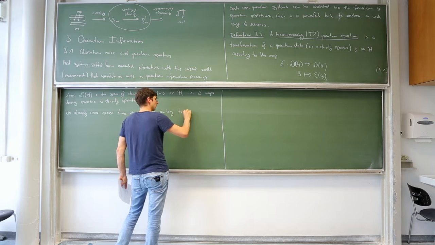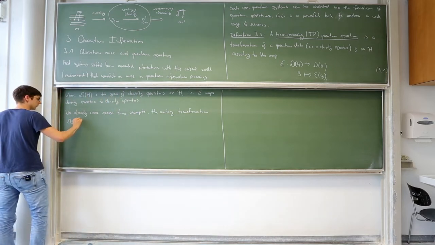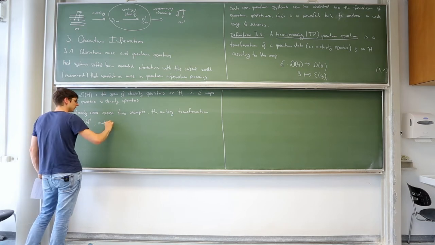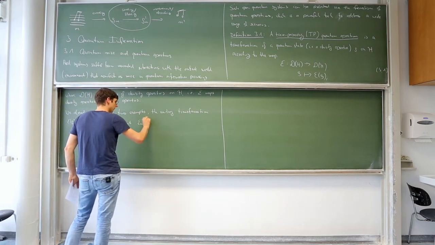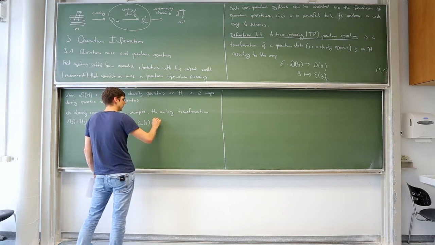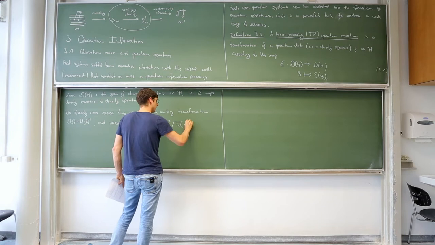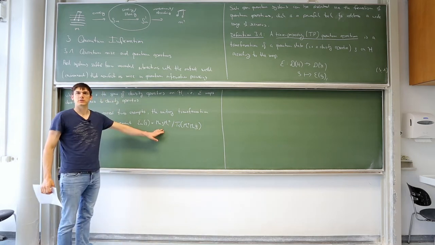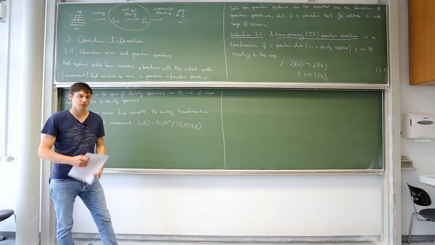Unitary transformation: here we have that E of rho is equal to U rho U dagger, with U unitary. And measurement: we have E with subscript M of rho is then M rho M dagger divided by its trace. So this was the post-measurement state with the measurement operator capital M. And this is a positive trace 1 state, so it's a density operator, meaning that it maps density operators to density operators.